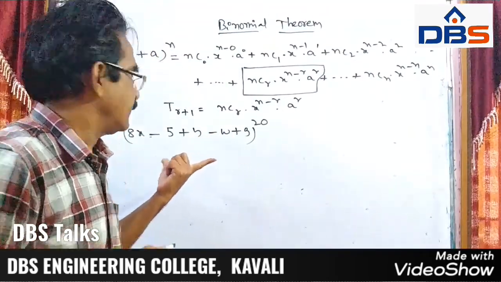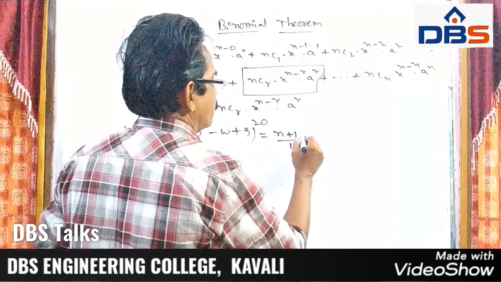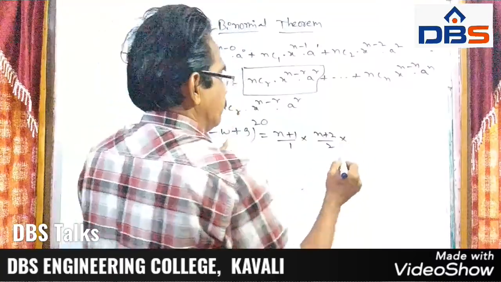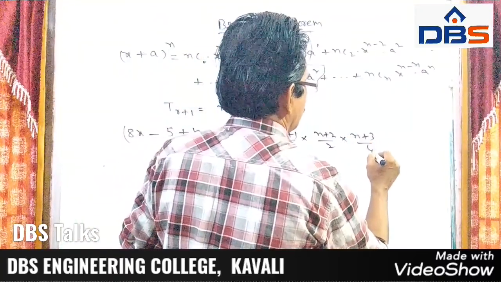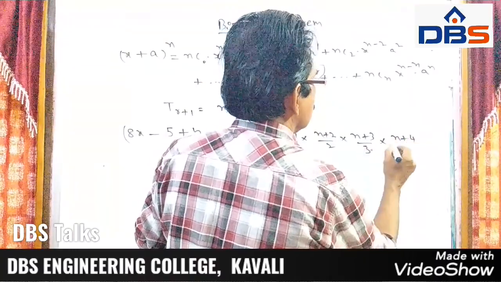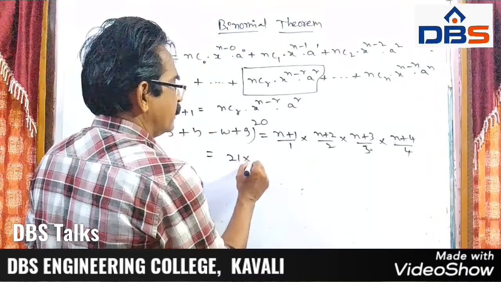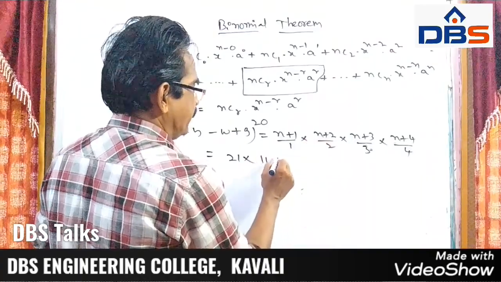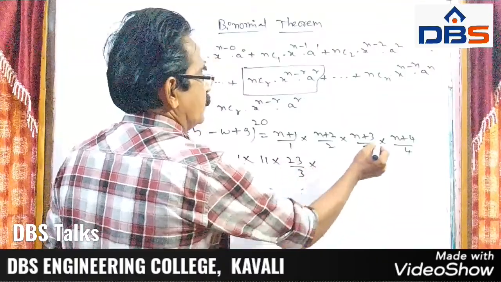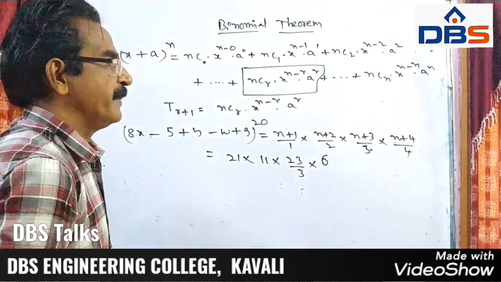This is also an easy thing. For two terms we know n plus 1 by 1. For the third term, n plus 2 by 2. For the fourth term, n plus 3 by 3. For the fifth term, n plus 4 by 4, where n is 20. So 20 plus 1 is 21 into 22 by 2, 11 into 23 by 3, into 24 by 4. 24 by 4 means 6.